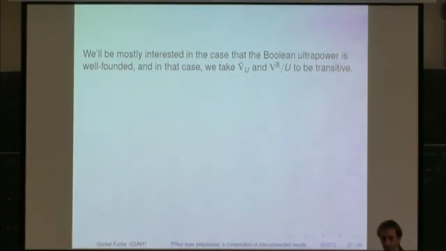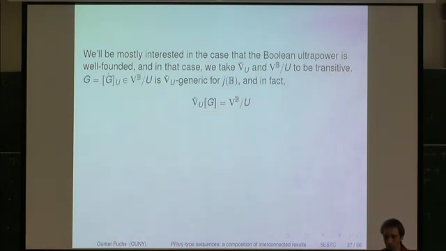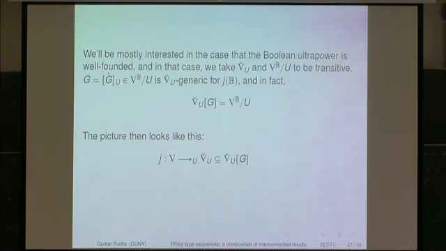As I said, I want the Boolean ultrapower to be well-founded usually, so I take V check U and V^B mod U to be transitive. Then the equivalence class of the canonical name for the generic object, G dot, is in V^B mod U, because it's just a name. It turns out that this, we call this G, is V check U generic, and in fact the V^B mod U model is the generic extension of V check sub U by G. So the picture looks like this: we have j from V into V check U, which is contained in its forcing extension, which is just the Boolean model. And it's easy to see that when you pull back the generic ultrafilter, you get U.